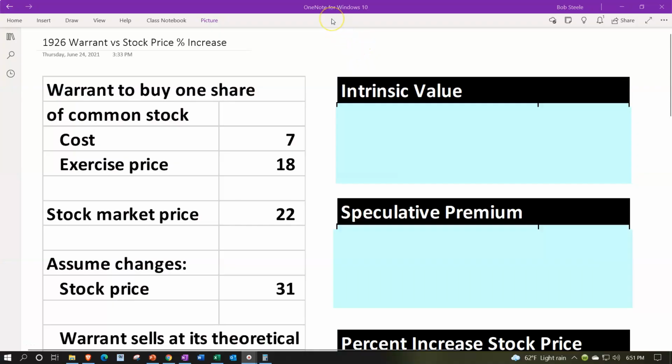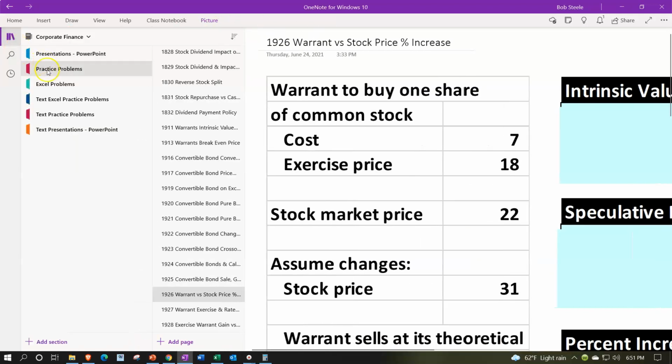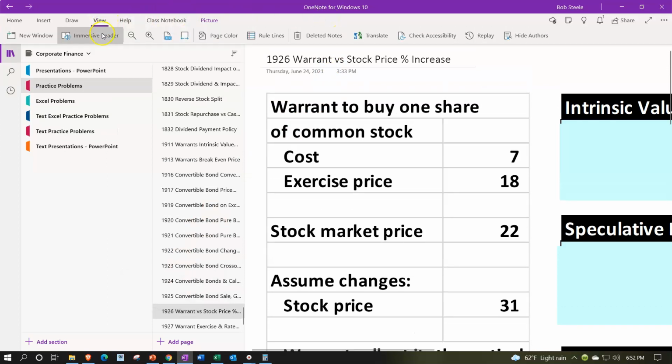Here we are in OneNote. If you have access to OneNote and would like to follow along, you're not required to, but if you would like to, we're in the icon on the left-hand side, Practice Problems tab, down in the 1926 Warrant versus Stock Price Percent Increase tab. Also note, when using OneNote, look at the Immersive Reader tool.